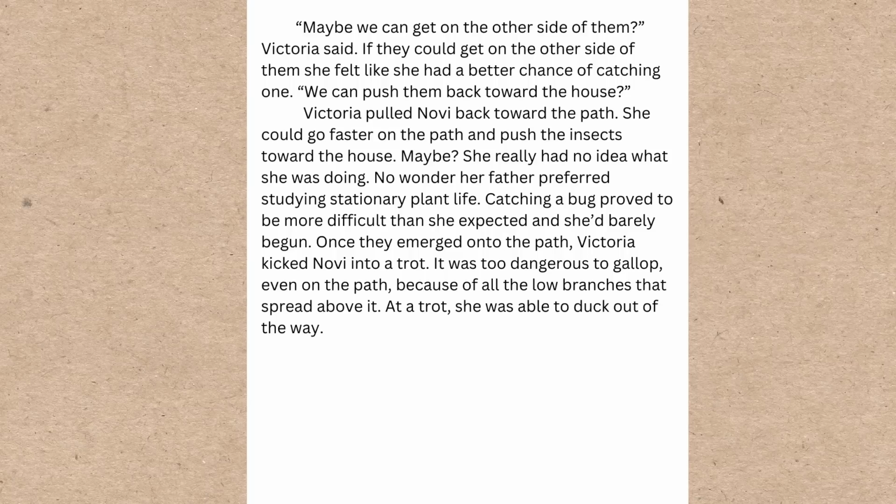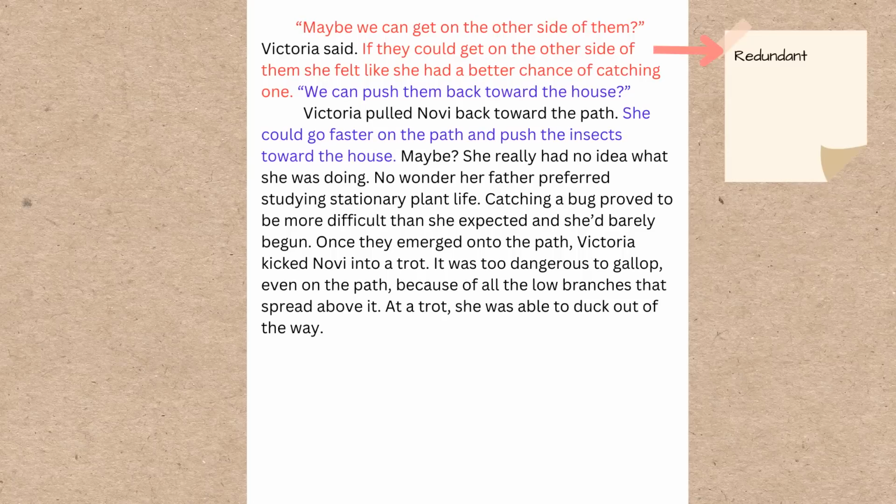There is a lot of redundancy in the last few sentences. Trying to get on the other side of the insects and trying to push the insects towards the house are each explained in both the dialogue and narration. I would tighten this up. Make sure you're only explaining each concept once, unless there's a very good reason to reiterate it.